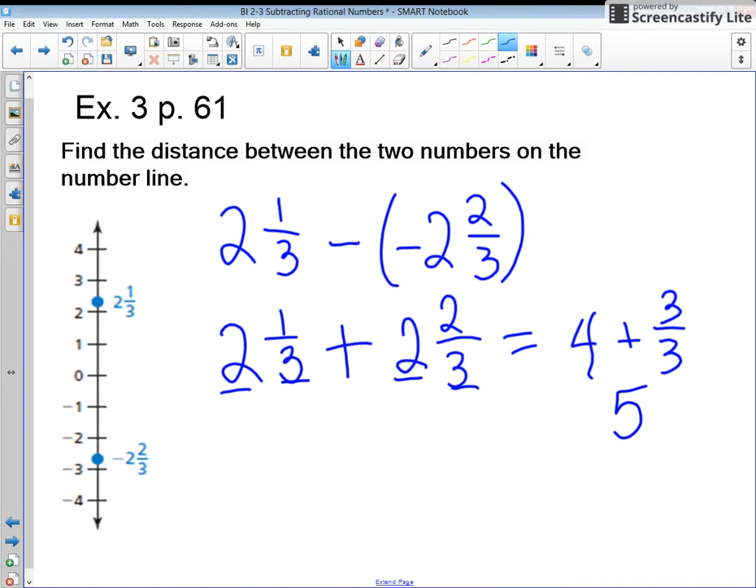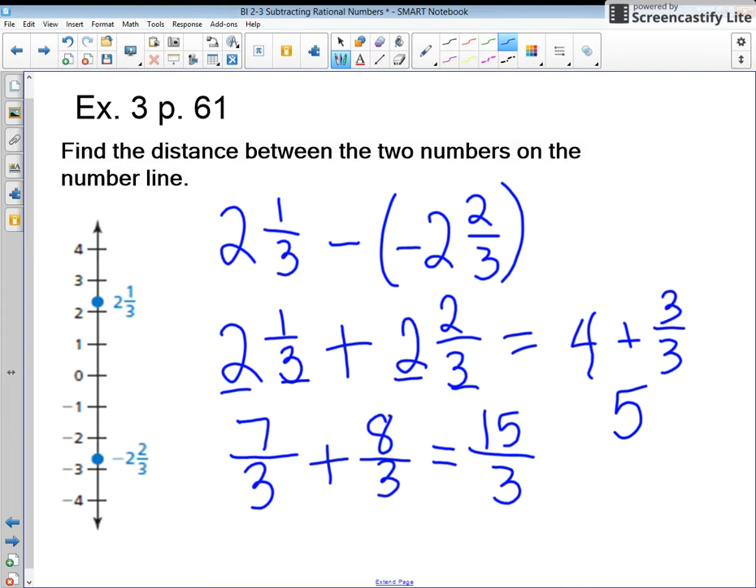The other option is to change it into improper fractions. 3 times 2 is 6 plus 1 more is 7. Keep the denominator the same. Plus 3 times 2 is 6 plus 2 more is 8. Keep the denominator the same. Now that there's a common denominator, 7 plus 8 is 15 over 3. 15 divided by 3 still equals 5. So no matter how you solve it, you get the same answer.